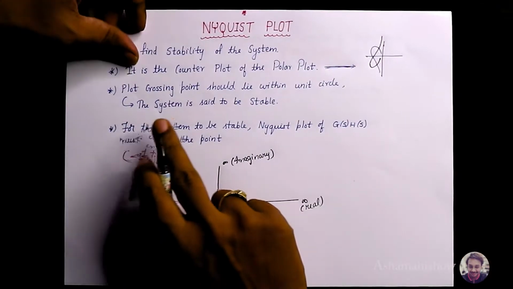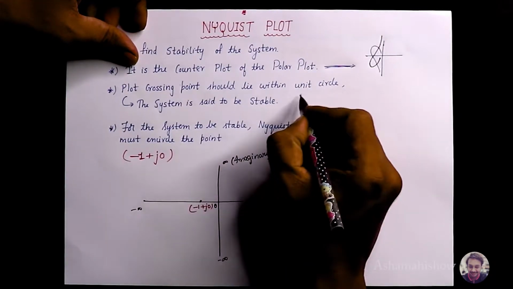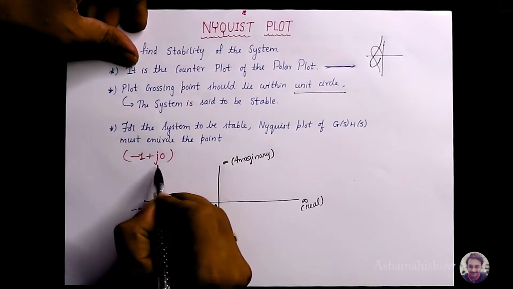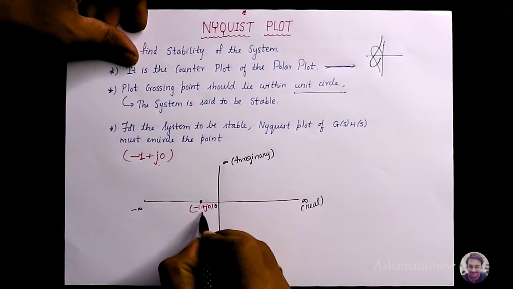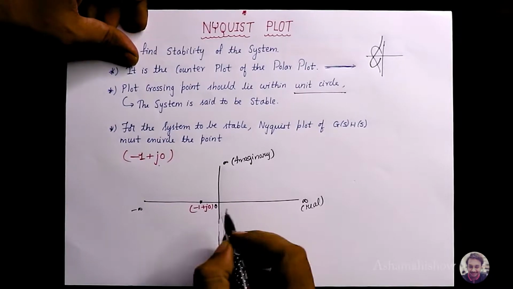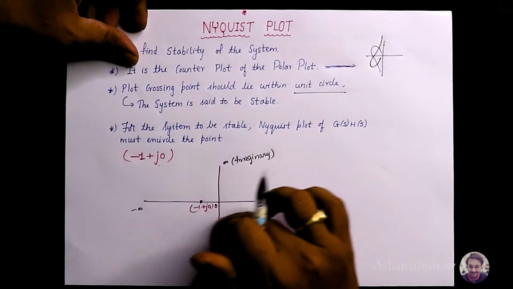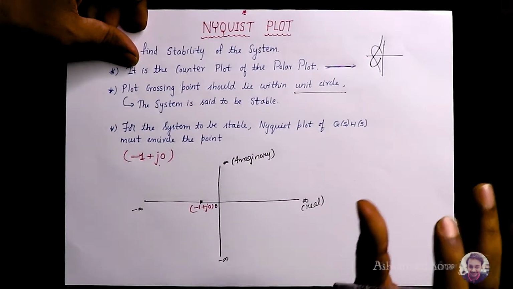Next, if the polar plot lies within the unit circle, then the system is said to be stable. What is this unit circle? That unit circle is nothing but the point minus 1 plus j0, which is given here. So if your polar plot lies in this unit circle, then the system is said to be stable.